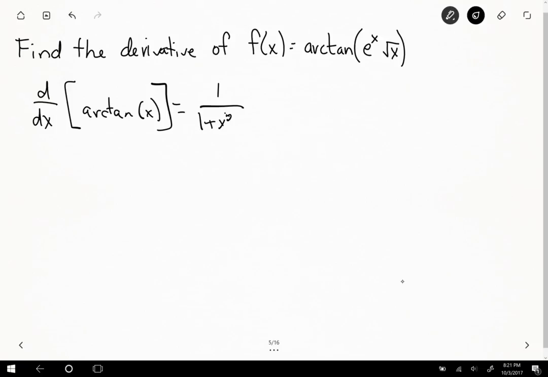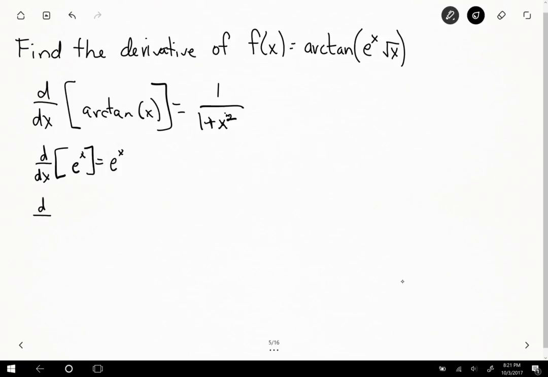If you don't know where that comes from, you can let me know. We can draw a triangle and come up with that whole formula. But at the end of the day, that's what you get for your derivative of arctangent of x. Okay, other components we're going to need here, we're going to need to know the derivative of e to the x, which is just e to the x.